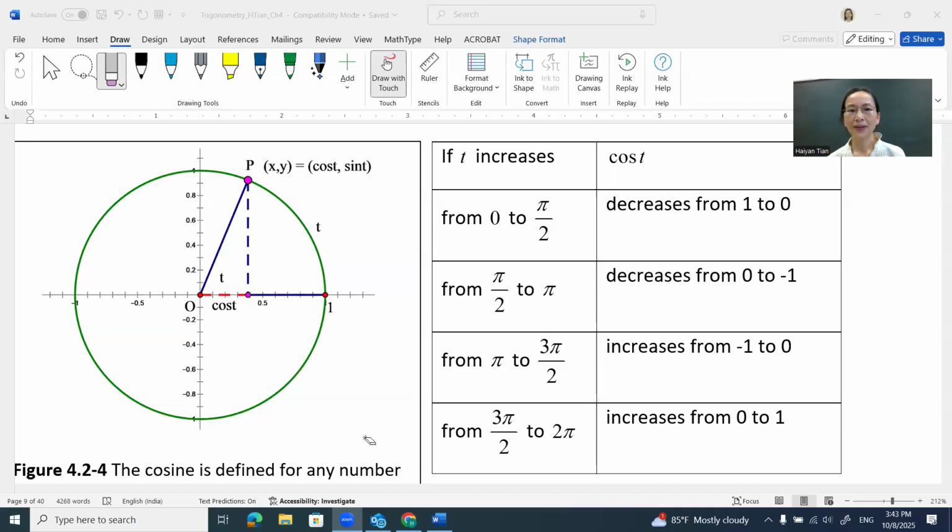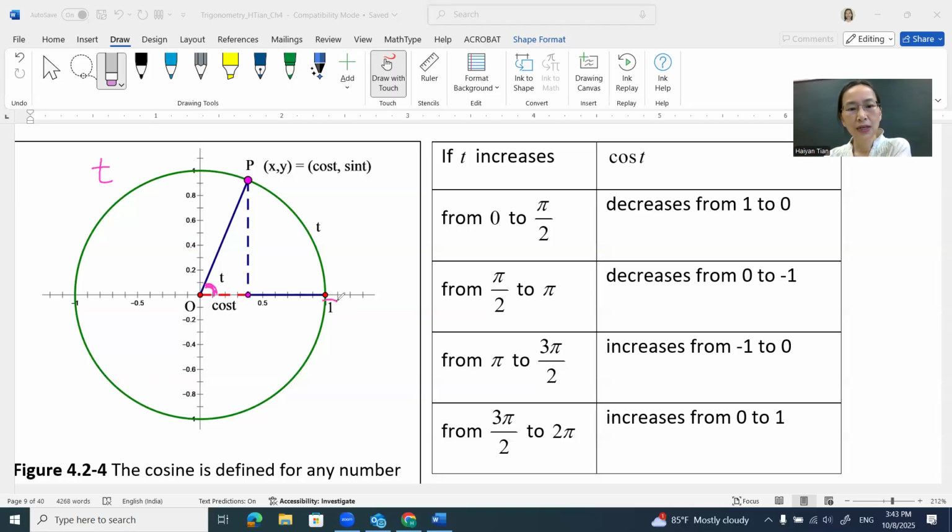Now we will look at how to make a sketch of the cosine curve. So first, we want to consider the variable t versus cosine t. And t is a real number here, indicated by this central angle. So for this t, we have a real value.